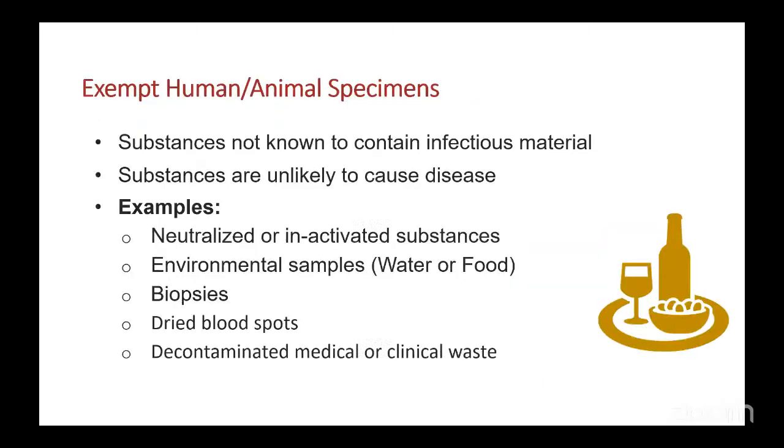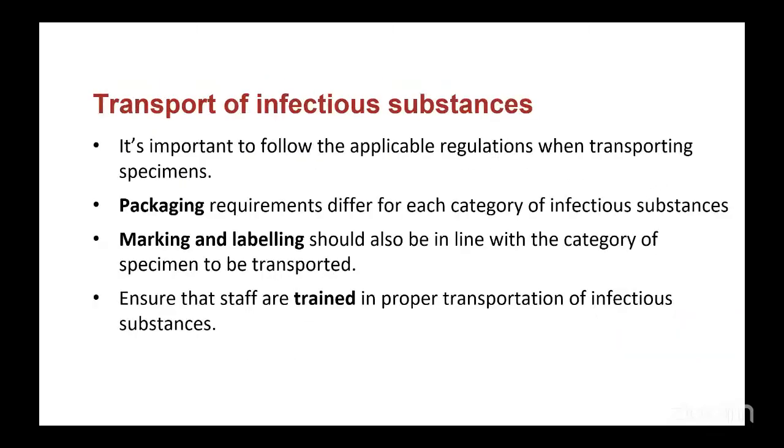Exempt human and animal specimens: substances not known to contain infectious material, substances unlikely to cause diseases. Examples could be neutralized or inactive substances, environmental samples like water or food, biopsies, dried blood spots, decontaminated medical and clinical waste. All these are part of it.